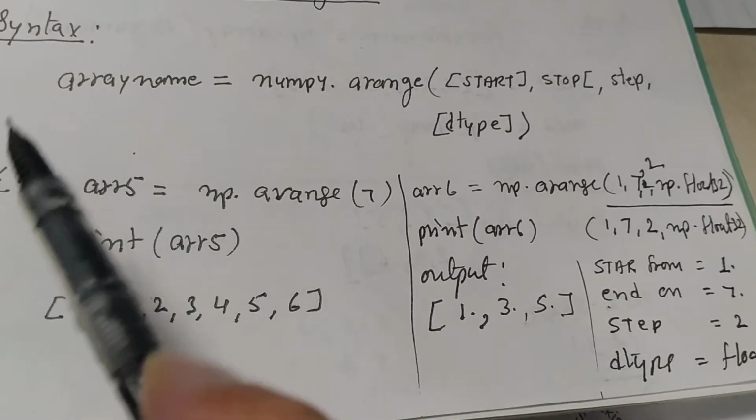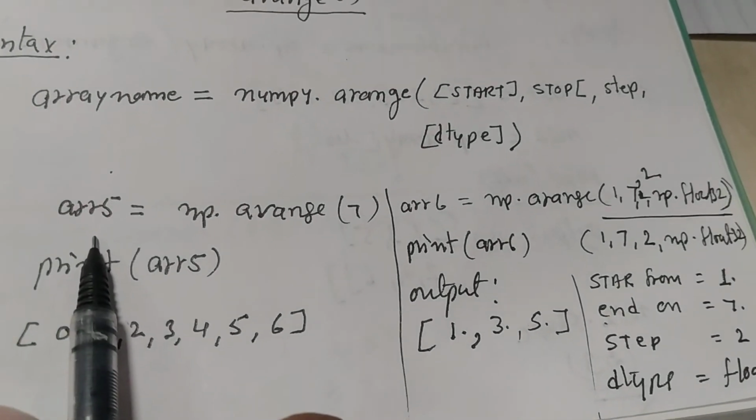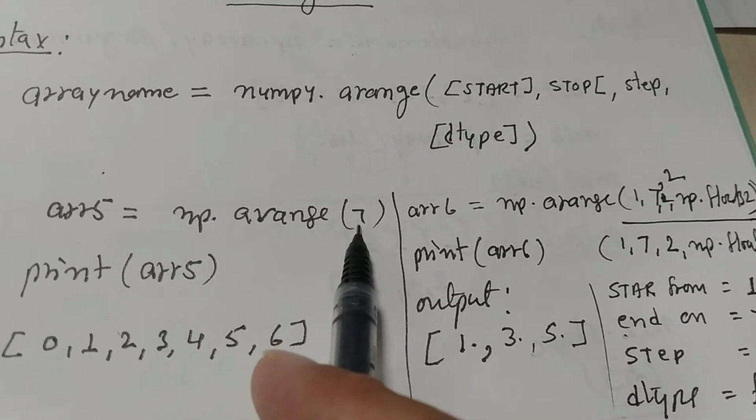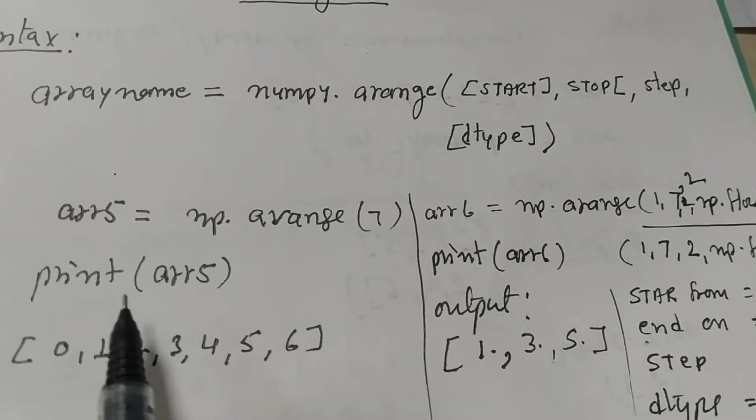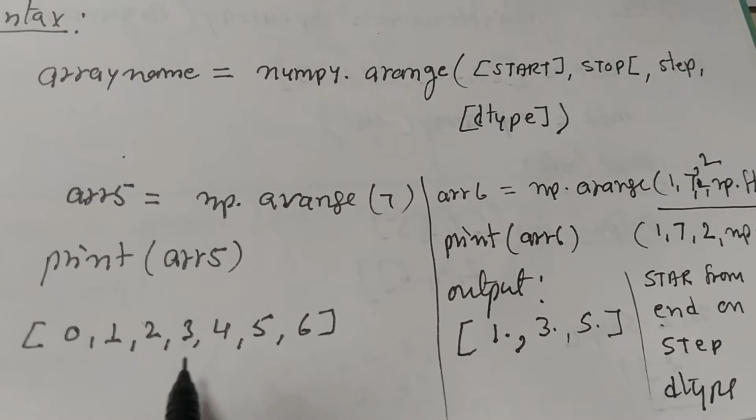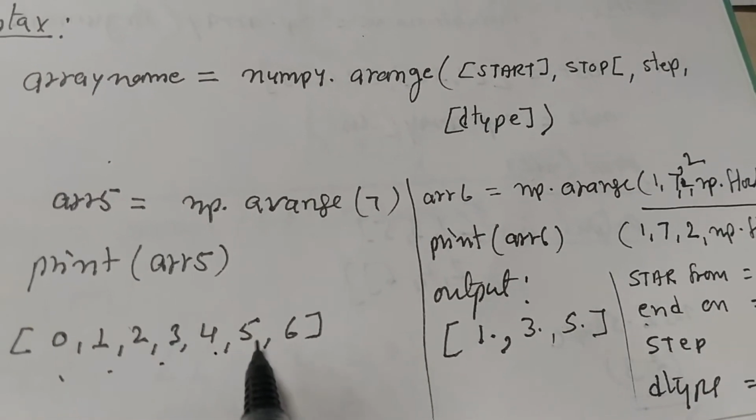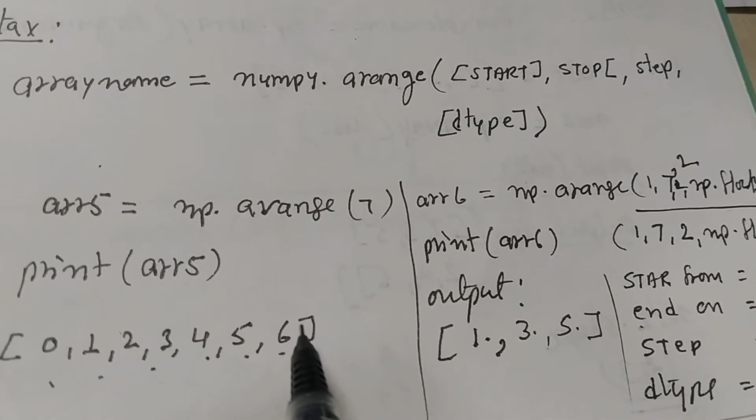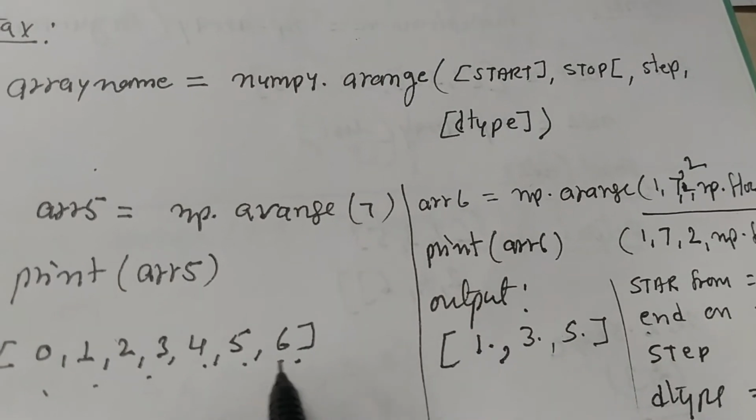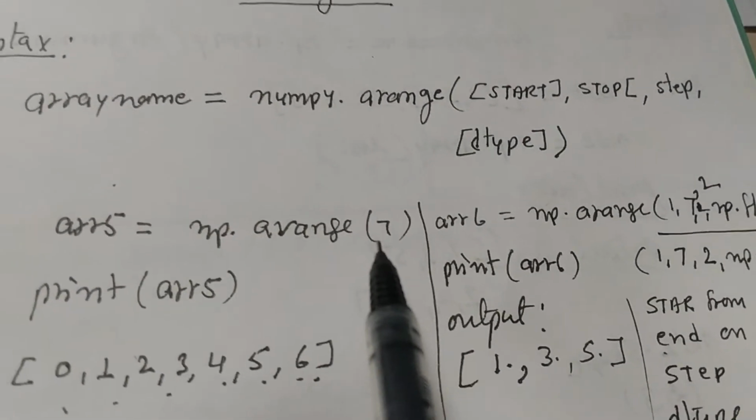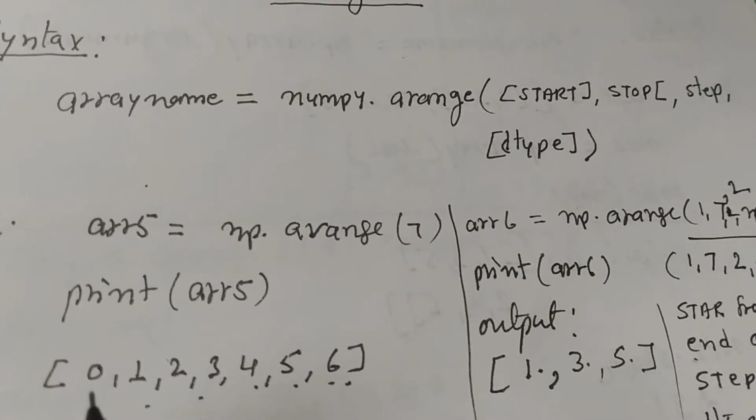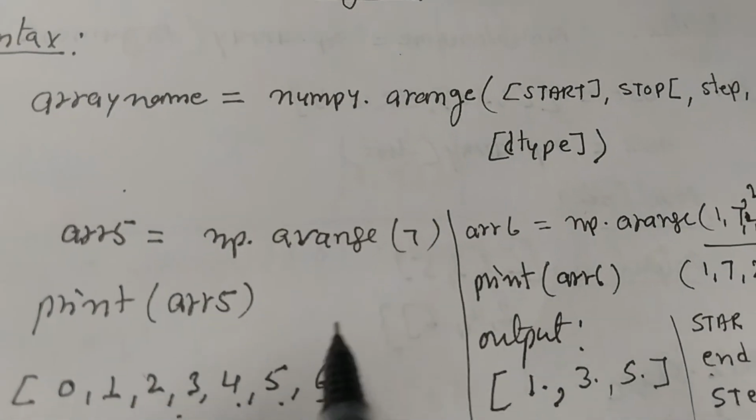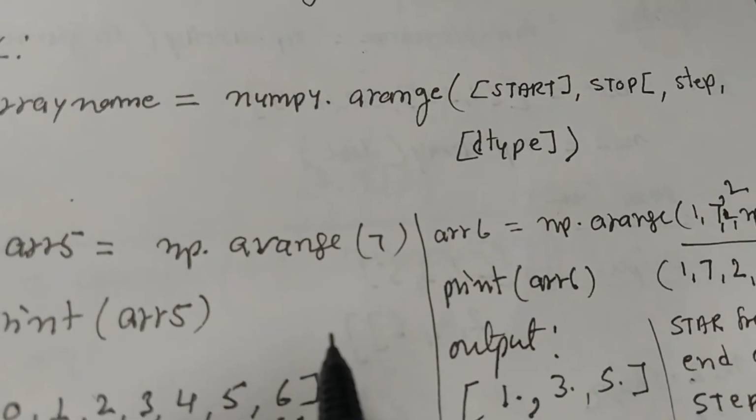Let's see the example here. This is array 5. In array 5 we are going to store arange 7 values. How many values? 7 values. And we are going to print array 5. Then the answer is 0 1 2 3 4 5 6. What is the number of values? 1 2 3 4 5 6 7. Arange 7 elements are there, but because we did not give any starting point here, it will take from 0. Ending is 7, so you know that an array always goes to n minus 1.